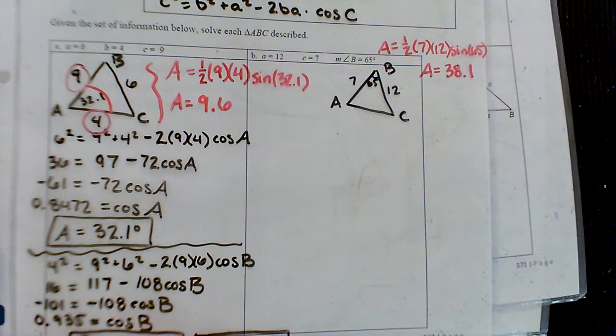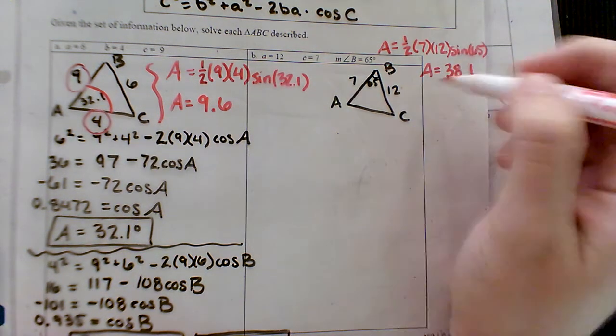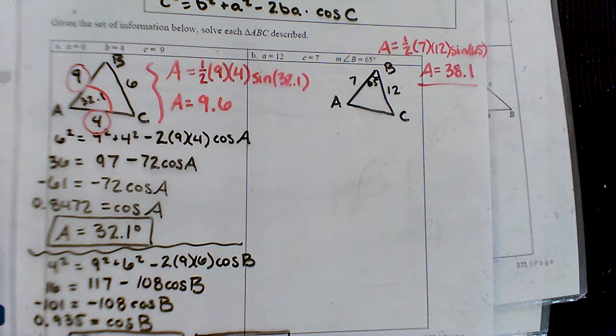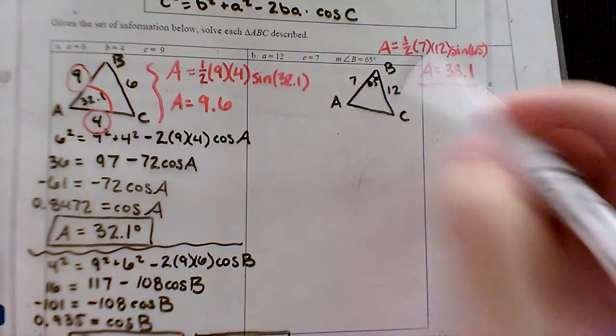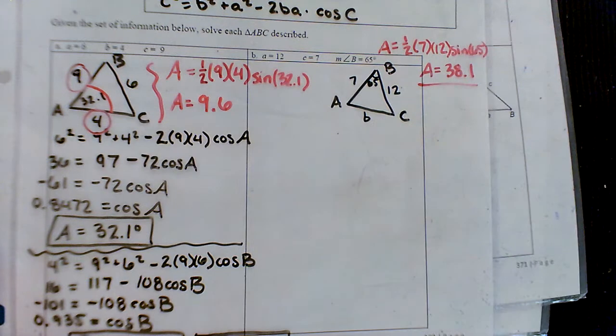$38.1. Sound good? All right. Let's go ahead and try to figure out the other missing pieces. So the other side length we don't know, and then the two other angles we don't know. What piece do you want to try to find first? Do we want to try to find side B or an angle?